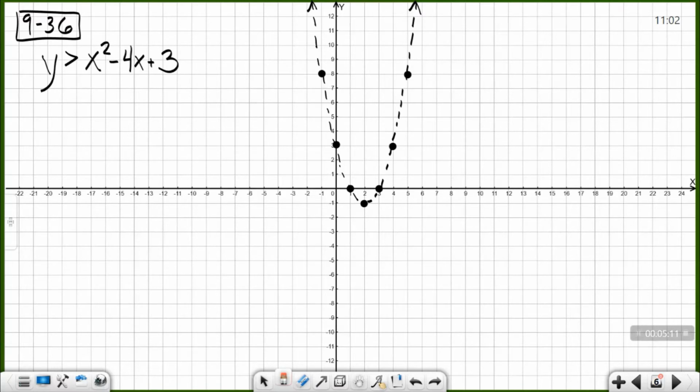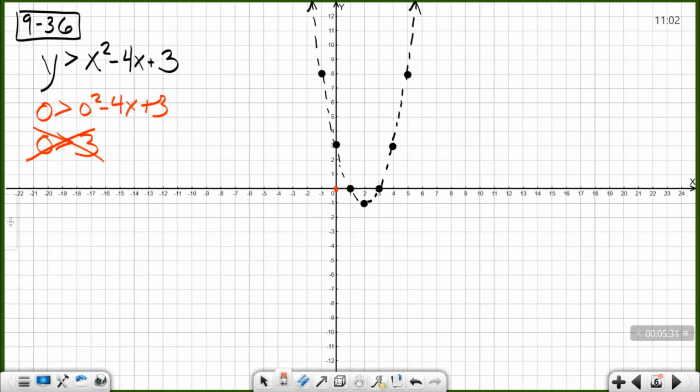If you can't do that with a graphing calculator, you can test a point. Again, you can always test 0, 0. If I plug 0 in this time, I'm going to see that 0 is greater than 3. But that is not true. So I'm not going to be shading where 0 is. I'm going to be shading in the other region, which in this case would be inside our parabola.